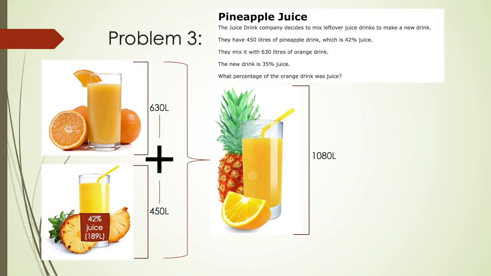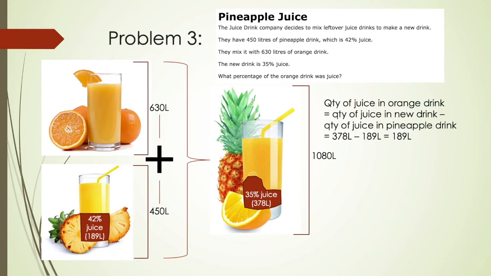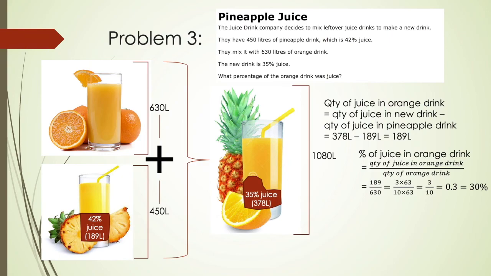Now we know that the new drink is 35% juice. 35% of 1,080 is 378 liters of juice in the new drink. It asks us what percentage of the orange drink was juice. We currently know the quantity of juice in the new drink as well as the quantity of juice in the pineapple drink. New juice minus pineapple juice should equal quantity of orange juice. So that would be 378 minus 189 is 189 liters of orange juice. So that's how many liters of orange juice you have within the orange drink. Well, the percentage of that inside the orange drink would be, let's see, 189 out of 630 is 0.3. So using the decimal to percentage conversion, we get 30%. That is the answer to the problem.